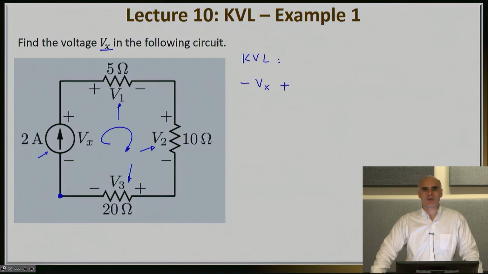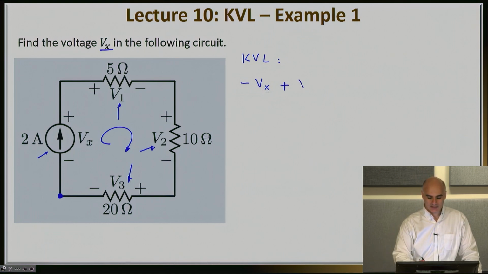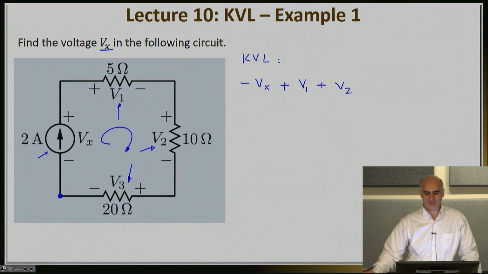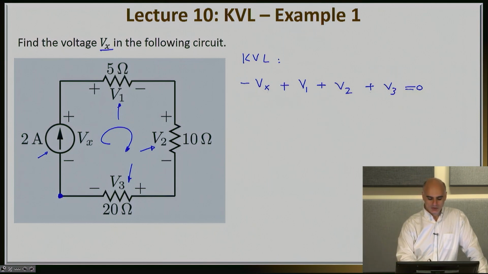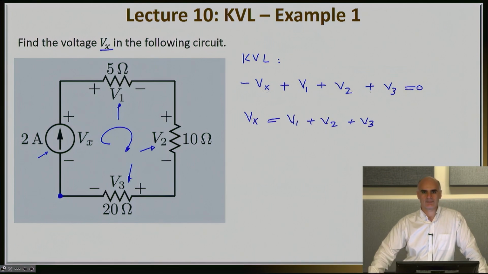The next voltage drop I see is V1 with a plus sign, so this would be plus V1. The next voltage drop I see is V2, also with a plus sign, so there will be plus V2. And finally I have V3 with a plus sign as well. So the equation is negative Vx plus V1 plus V2 plus V3 is equal to 0. Or Vx, the unknown voltage, is nothing else but V1 plus V2 plus V3.